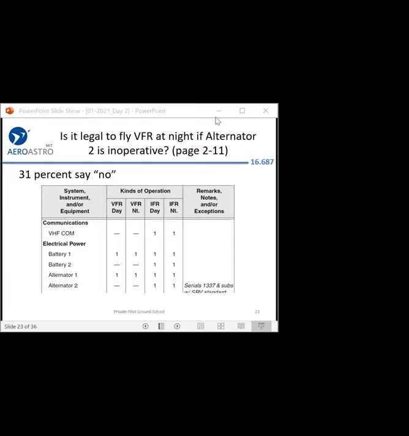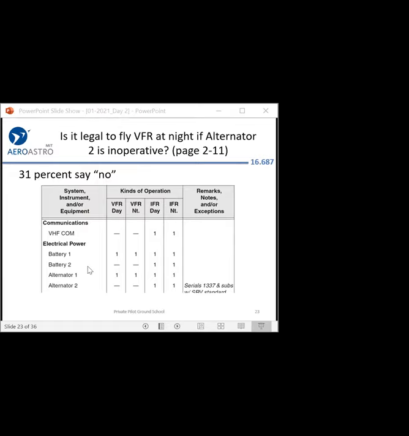I wouldn't go VFR over the Atlantic Ocean with one alternator. Again, just because the FAA says it's okay, it doesn't necessarily mean you should decide that that's within your personal comfort zone. So we have some slides in the final lecture about personal minimums.